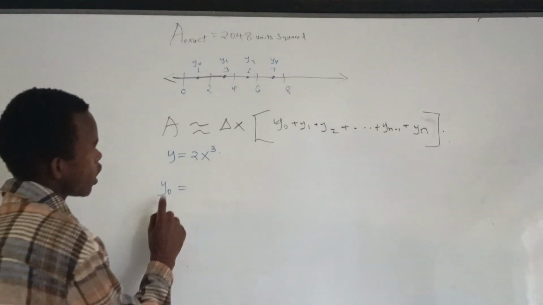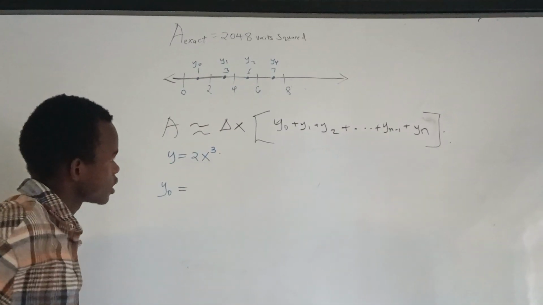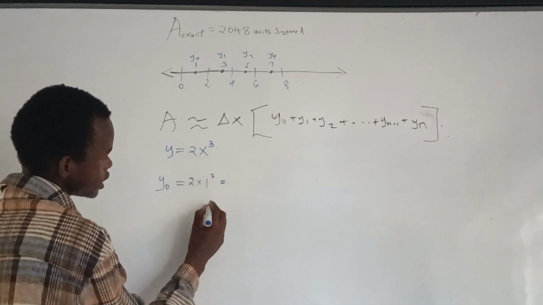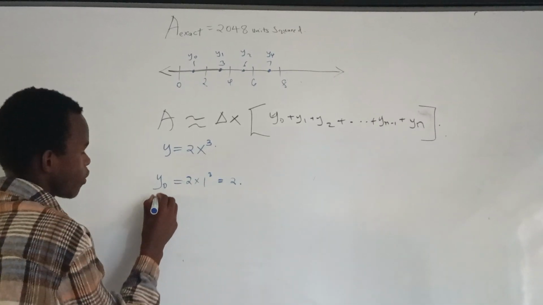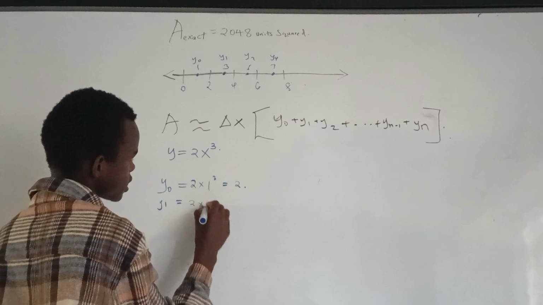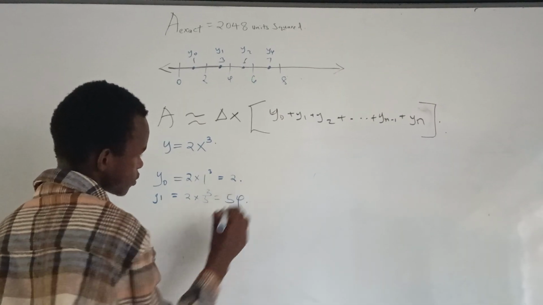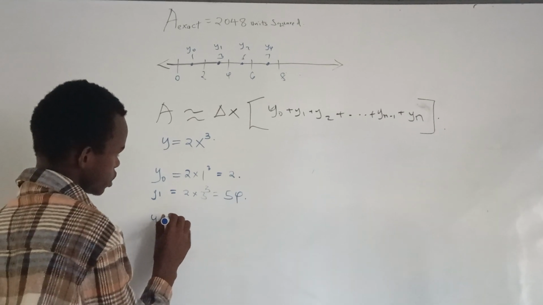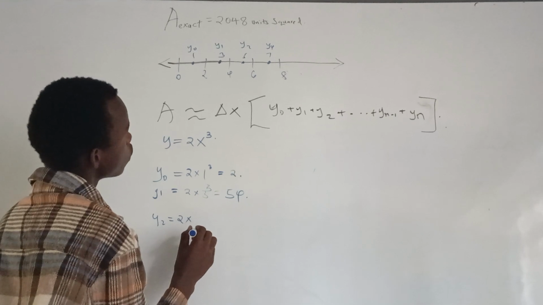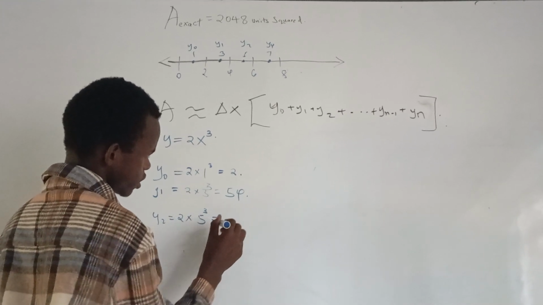So our first y0, the value of y0 is where x equals 1. So it will be 2 multiplied by 1 cubed. Our answer is 2. Our y1 is where x equals 3, so it will be 2 multiplied by 3 cubed, which is 54. Our y2 is where x equals 5, so it will be 5 cubed, which is 25.